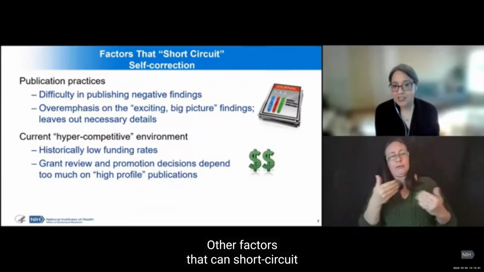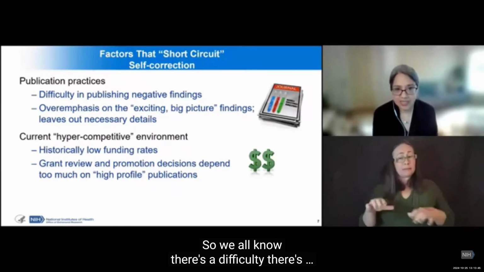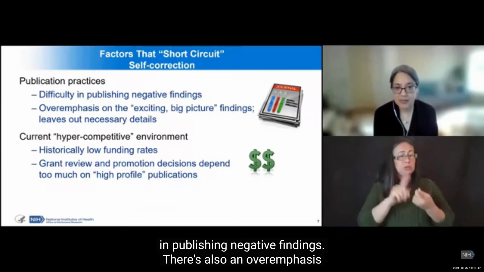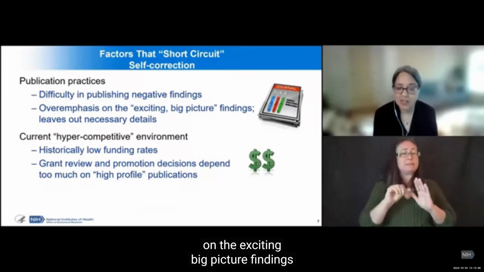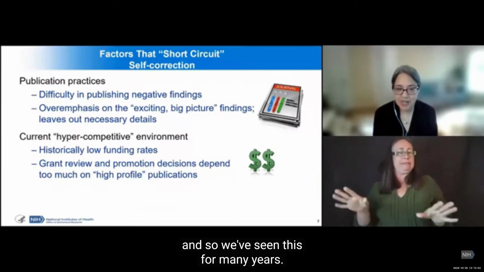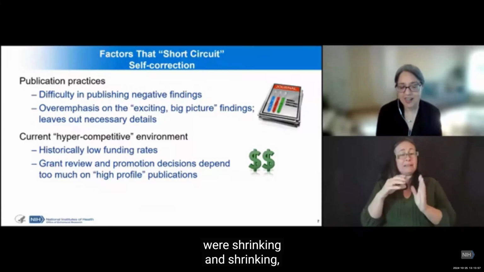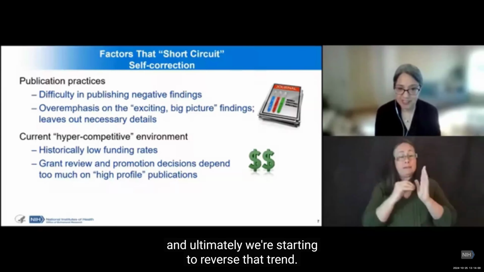Other factors that can short-circuit self-correction are publication practices. We all know there's a difficulty in publishing negative findings. There's also an overemphasis on the exciting big picture findings that leaves out necessary details. We've seen this for many years. We saw that the methods sections of papers were shrinking and shrinking, and hopefully we're starting to reverse that trend.